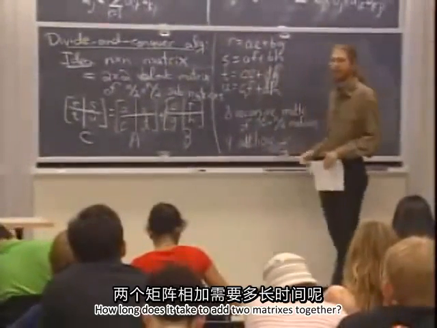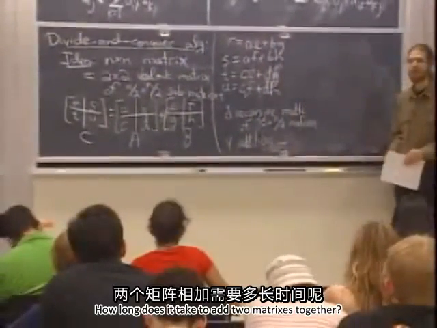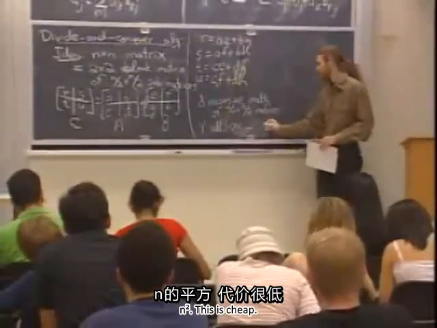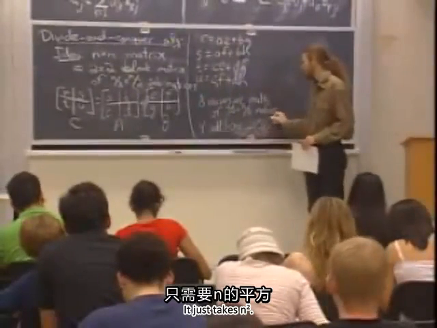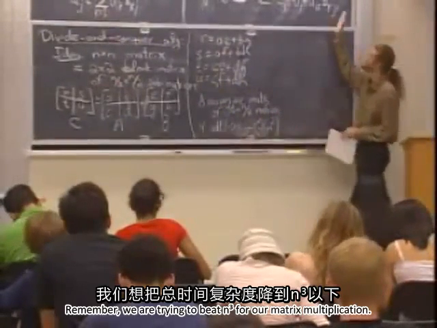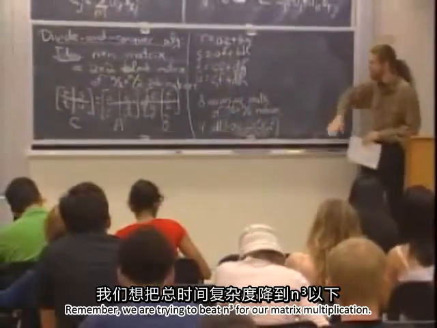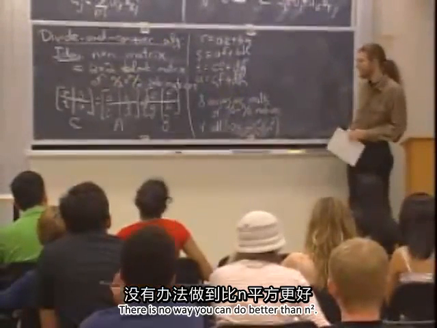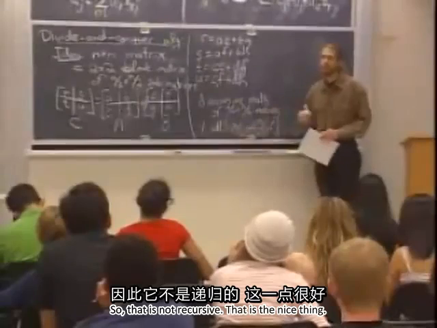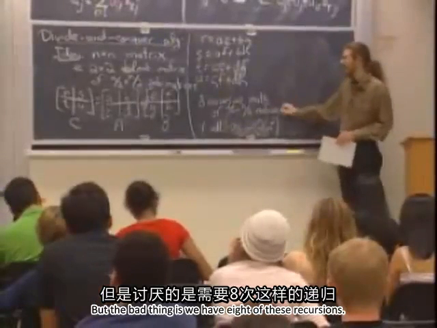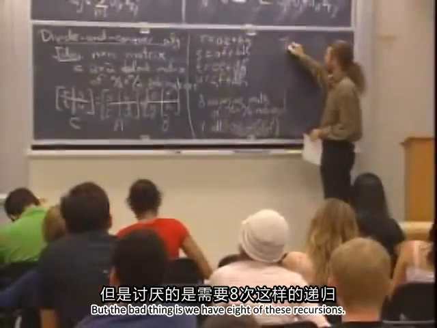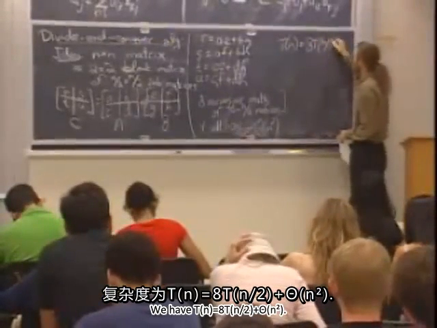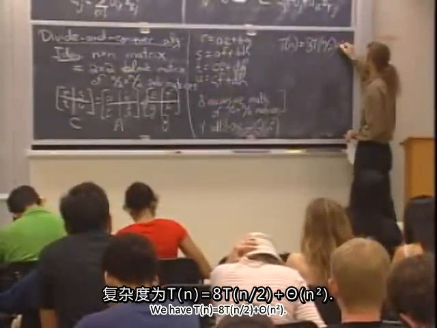Okay, how long does it take to add 2 matrices together? N squared. So this is cheap. Remember, we're trying to beat n cubed for our matrix multiplication. Addition is a really easy problem. You just have to add every number. There's no way you can do better than n squared. So that's not recursive. That's the nice thing. But the bad thing is we have 8 of these recursions. So we have T of n is 8 times T of n over 2 plus theta n squared.